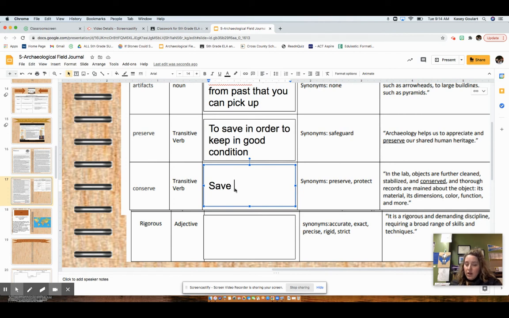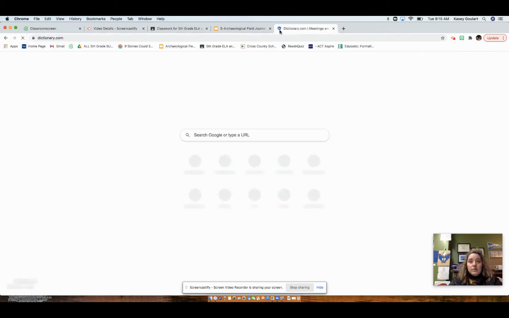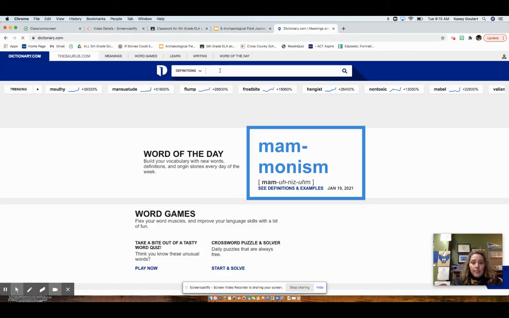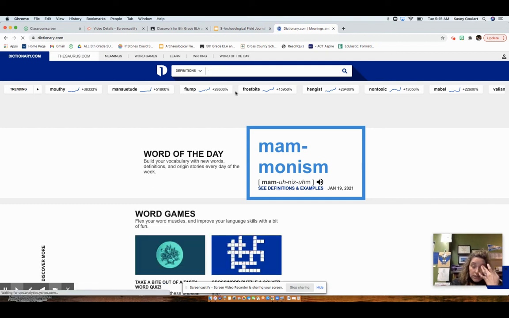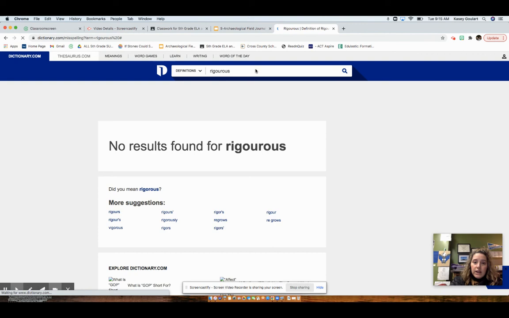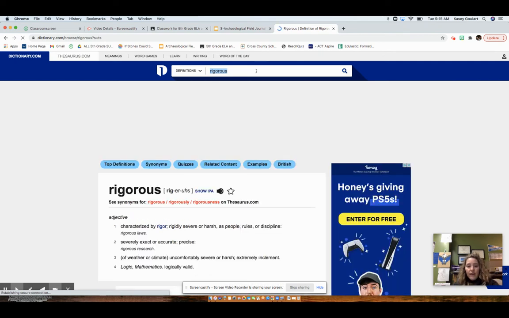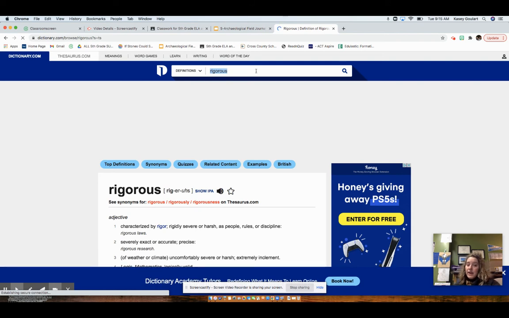Rigorous, we're probably going to have to look up. So let's go ahead and do our dictionary.com. I know what you're going to ask. Oh, what? Rigorous. We use this word in education constantly, but I hate it because we don't use it right. R-I-G-O-R-O-U-S. Rigorous. Except, here's what they want: severe or harsh.